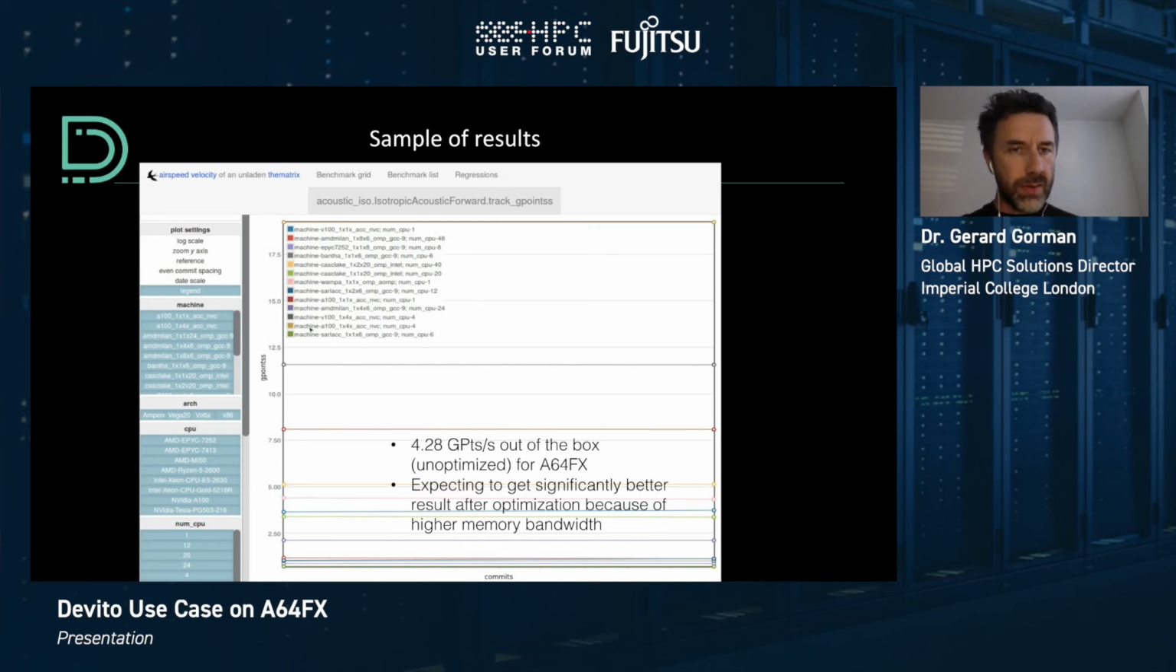So one of the new architectures that we're going to be adding to the cluster very soon is the A64FX. But Bristol kindly allowed us access to their system so that we could have a quick look to see what the performance was. And out of the box, we were getting 4.28 gigapoints per second.